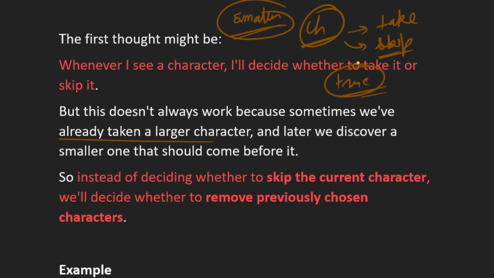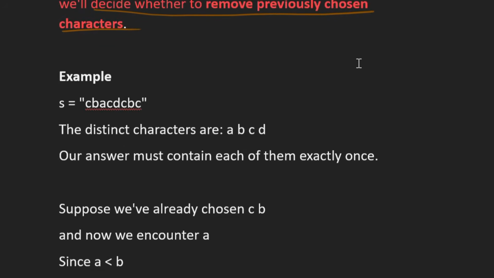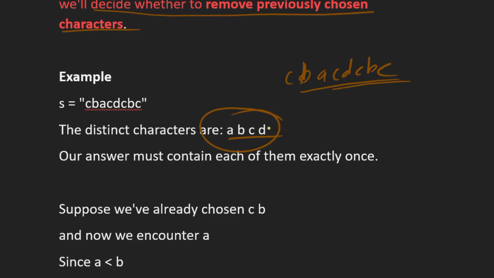So instead of deciding at any point whether we should take a character or skip it, we'll decide whether we can remove the previously taken character. Let's see an example to understand this. See here, we have cbacdcbc. The distinct characters are a, b, c and d, and all these characters should be present at least once in our answer.